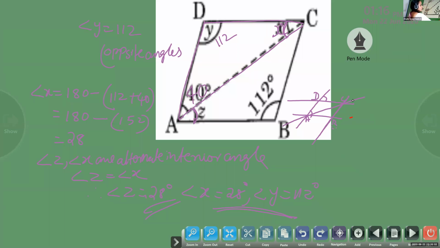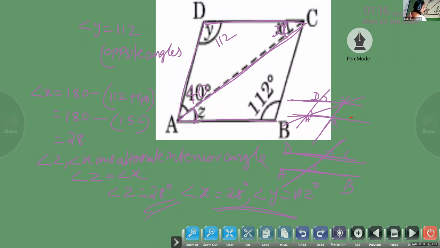Okay. So these two lines are sides of a parallelogram, and this is the diagonal. Suppose DC and AB are the sides and AC is the diagonal. Similarly, this is DC and this is AB. Consider this as the diagonal. So these two are the alternate interior angles formed.